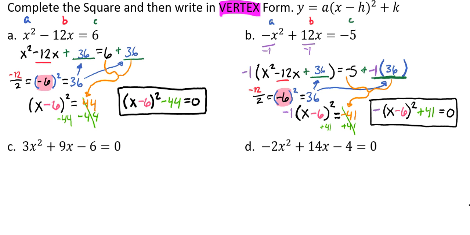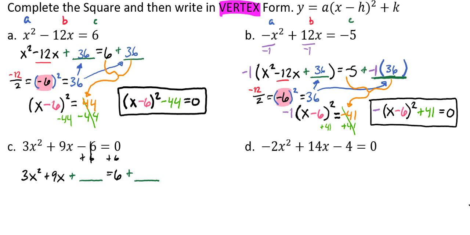So for letter C, the first thing you need to do is move the 6 over because we don't want that next to our A and our B. It needs to be over there. So if we move that over by adding 6 to each side, we're now working with 3x squared plus 9x plus leave a space equals 6 plus leave a space.